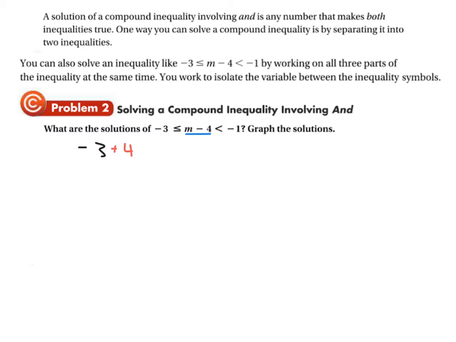Plus 4 says less than or equal to m minus 4 plus 4, which is less than -1 plus 4. There are 3 parts of this, 3 sections of this, one right here, and right here. So we have to add 4 to all 3 parts, with the goal of making the -4 cancel out to undo what's happening to m. So when we simplify that, we get 1 is less than or equal to m, which is less than 3.